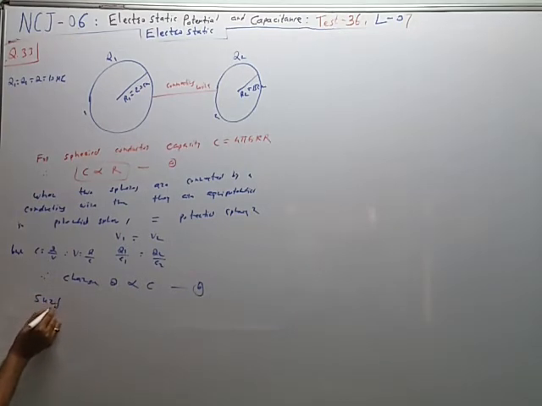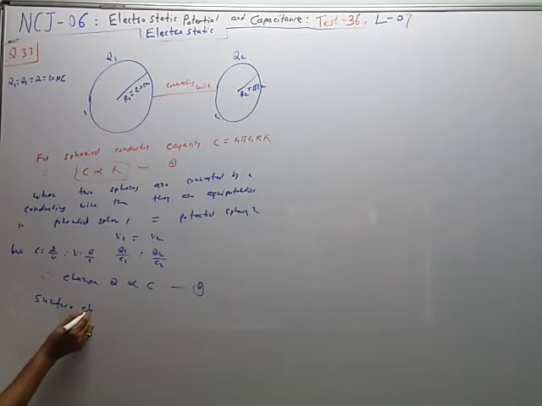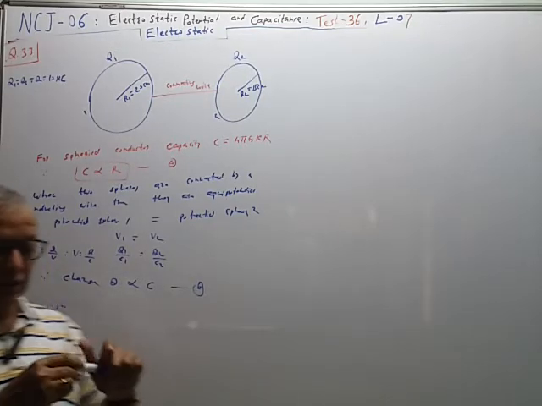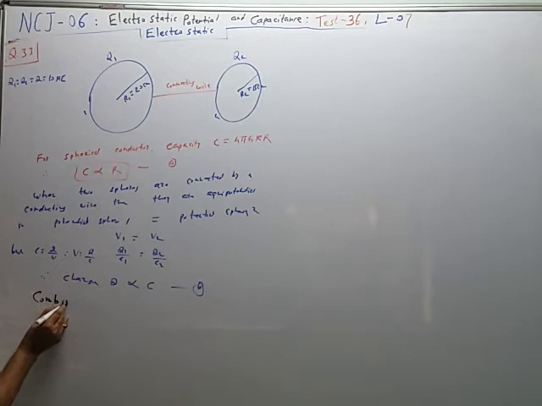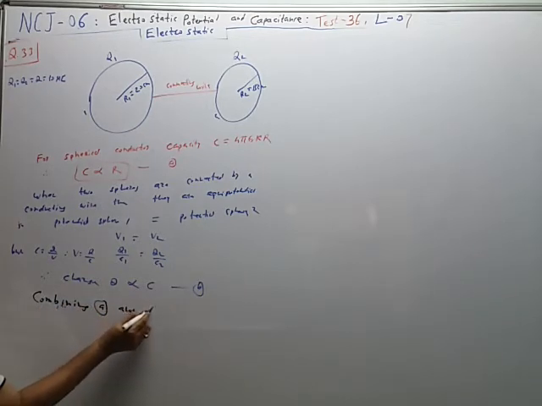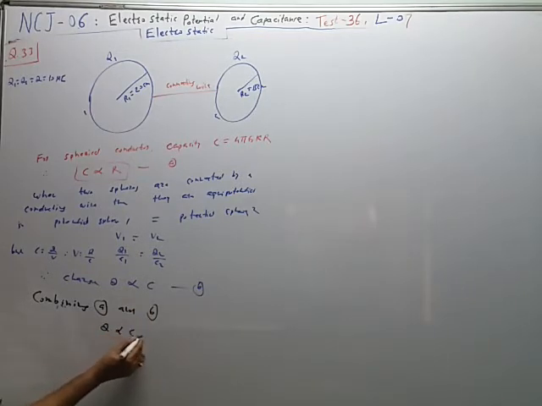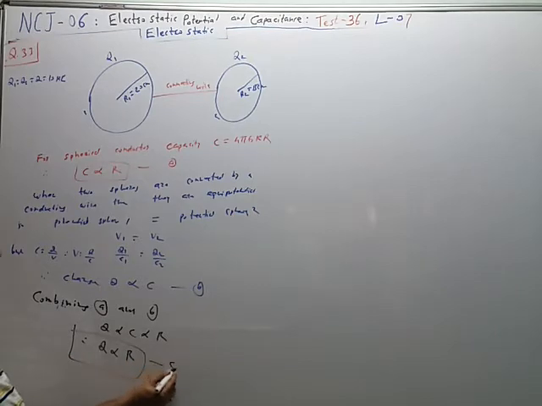So now combine these two equations. Surface charge density. First we will combine these two equations. Combining A and B, Q is directly proportional to C and C is directly proportional to R. Therefore, Q is directly proportional to R. This is the equation C.